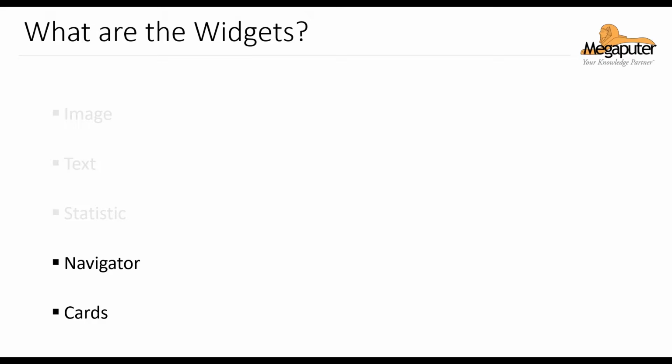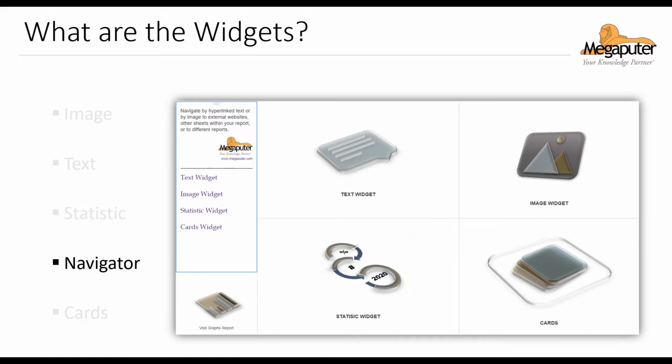The next two widgets we'll be reviewing are the Navigator and Cards widgets. The Navigator widget, as the name implies, helps users navigate to different locations, and it comes in various forms and is quite customizable. Right now, we're seeing an entire sheet within a web report showcasing a couple of the forms this widget can take. In the blue box on the top left, this is a text based navigator where a user can click on any of the hyperlinked words and be taken to a different sheet within the report. There is also a link to an external website, to megaputer.com, near the Megaputer logo.